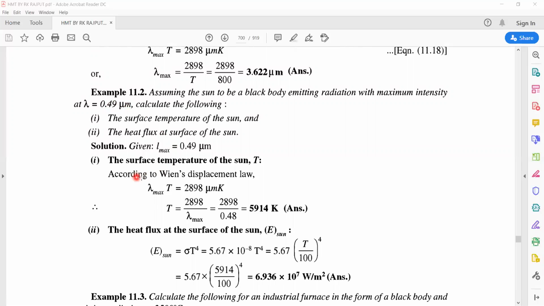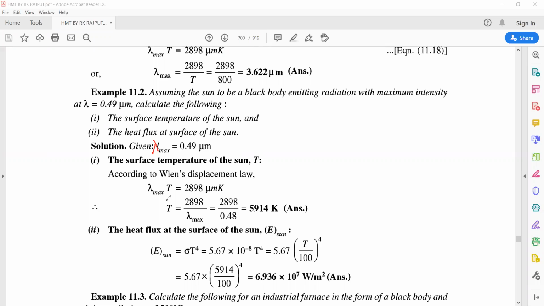So this would be lambda max. Here there is a printing mistake. Here it should be lambda max. The maximum wavelength equals 0.49 micrometers.